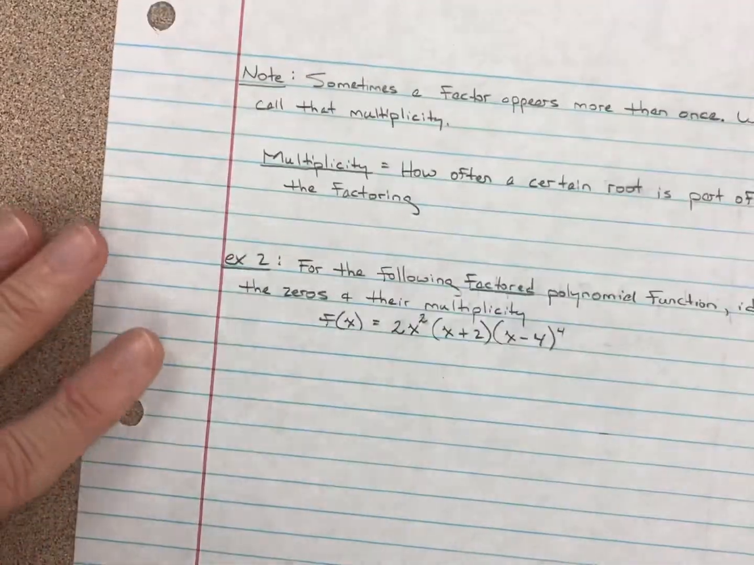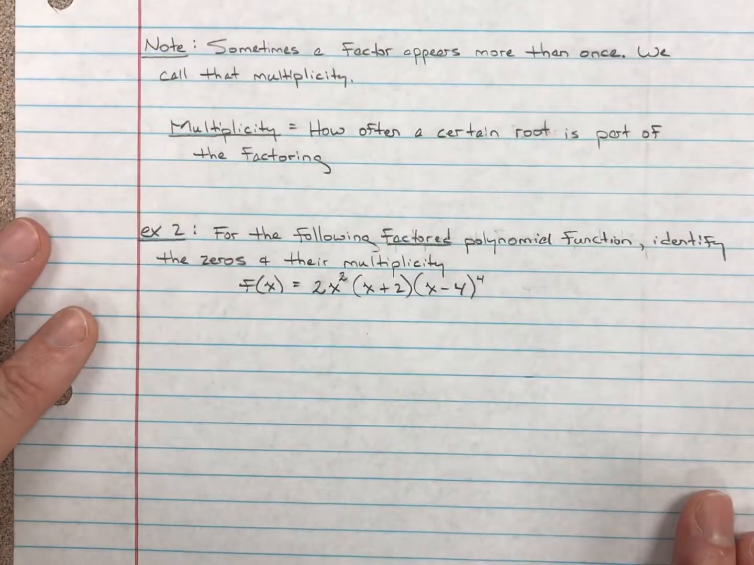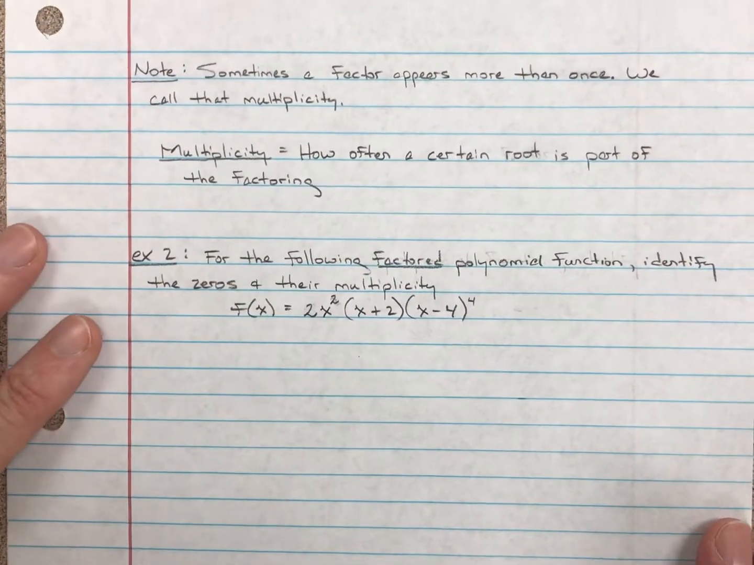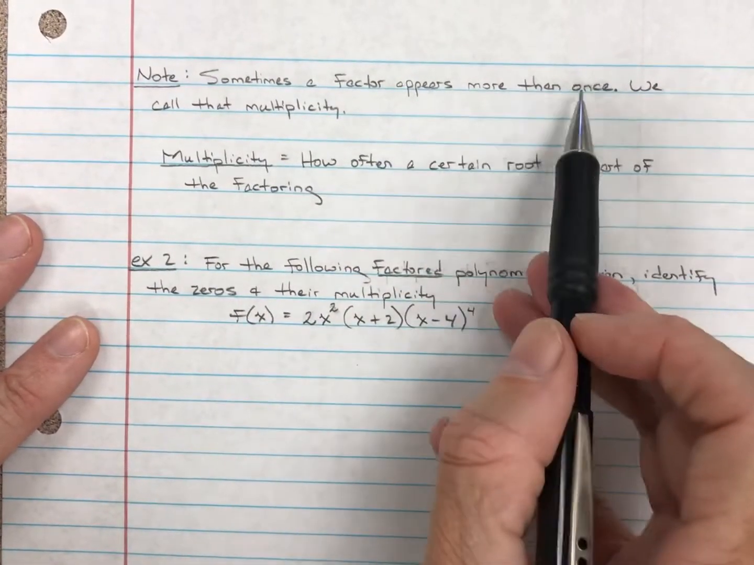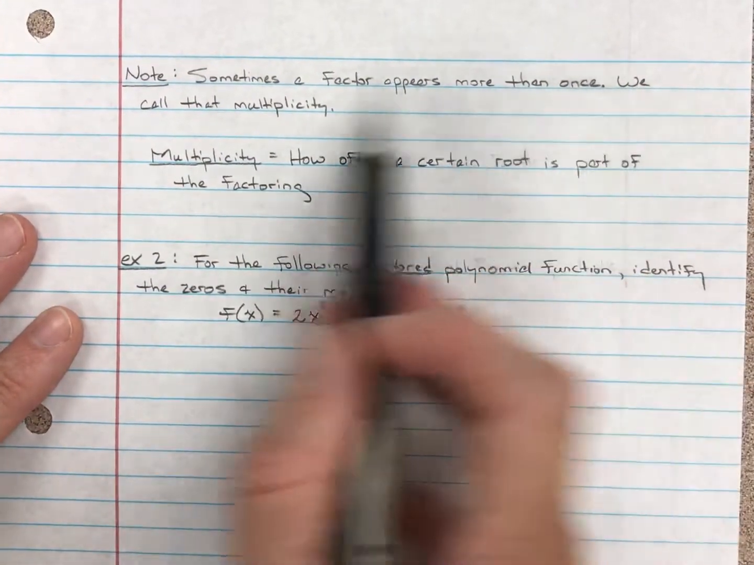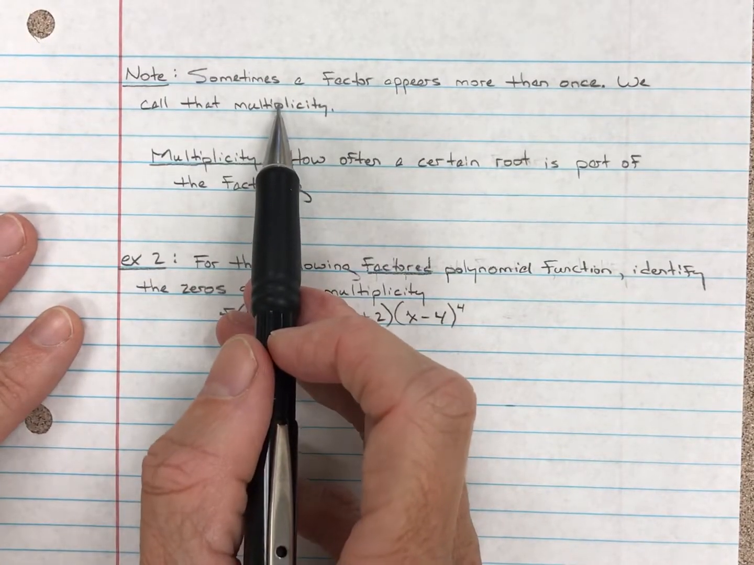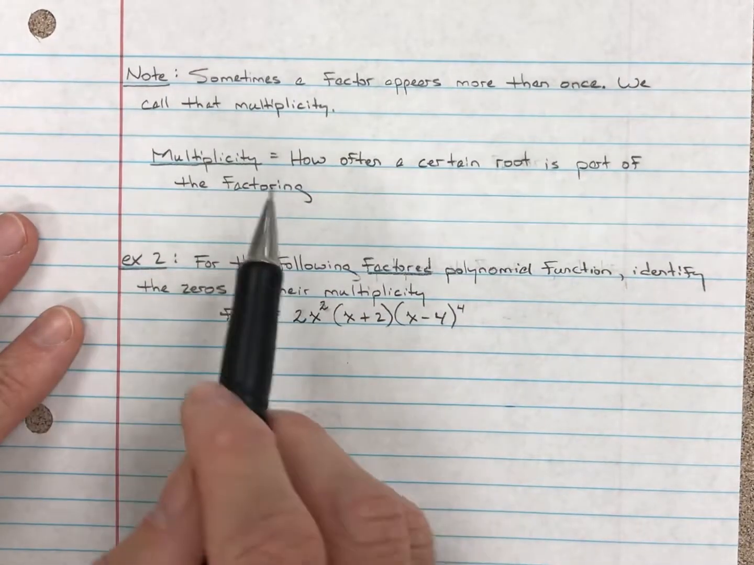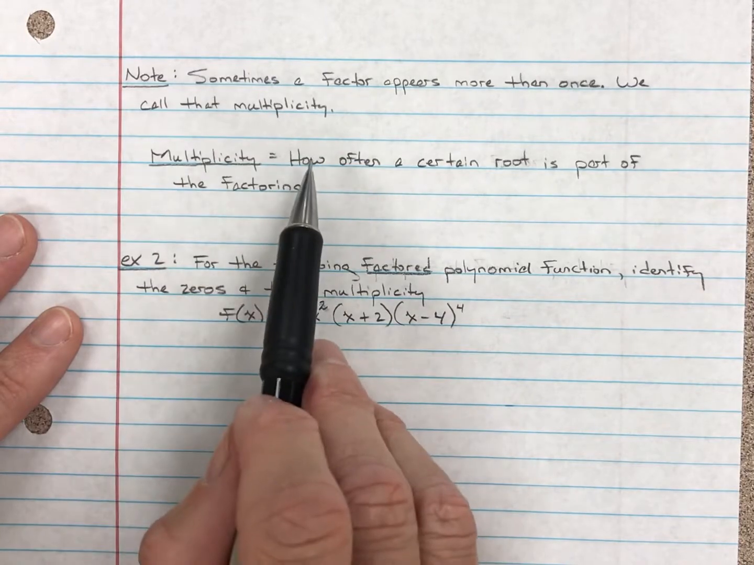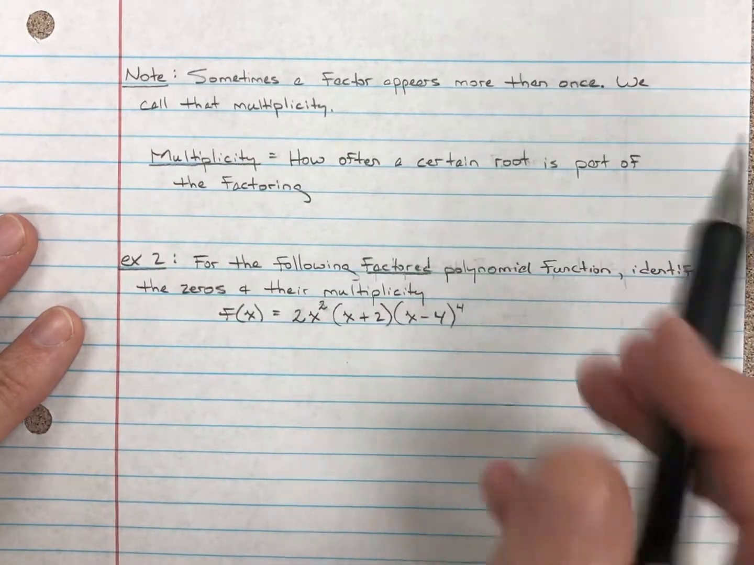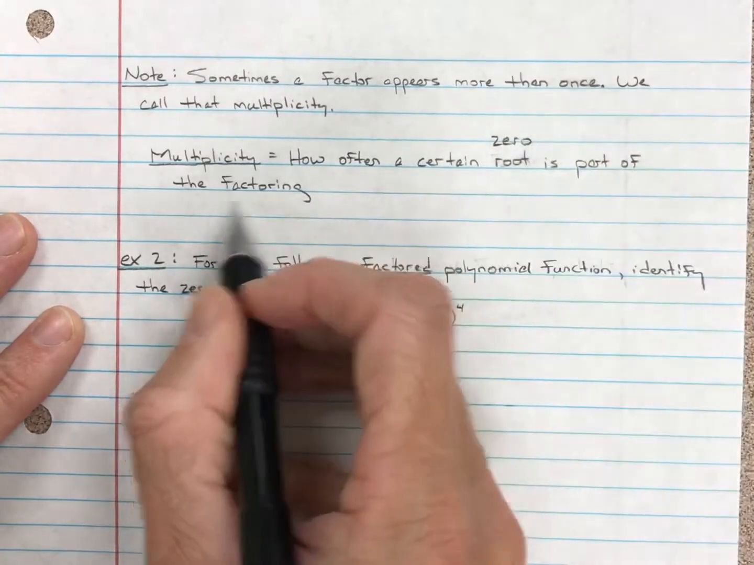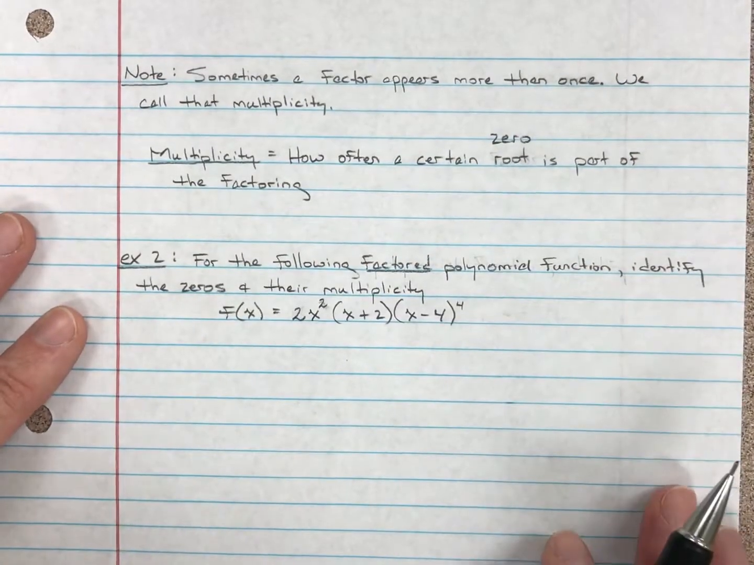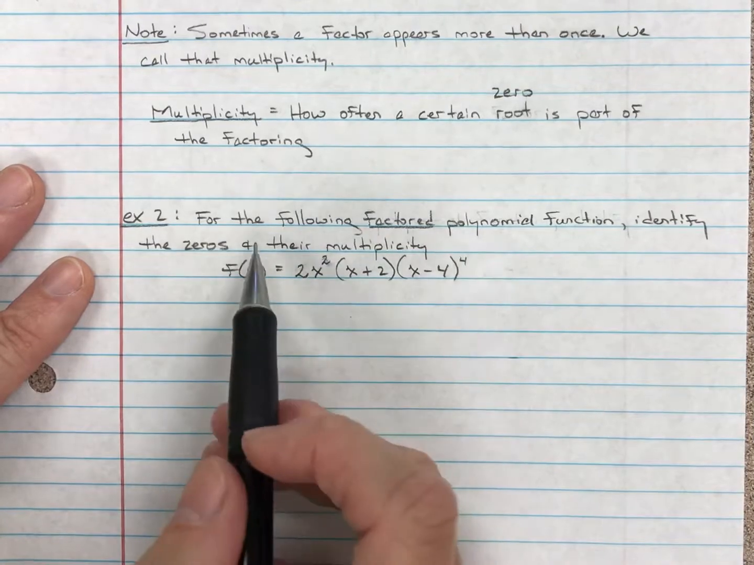Now, let's talk about multiplicity. Okay, so sometimes a factor appears more than once. We call that multiplicity. Multiplicity is how often a certain root, a certain zero, is part of the factoring. Okay, so let's take a look at example 2.